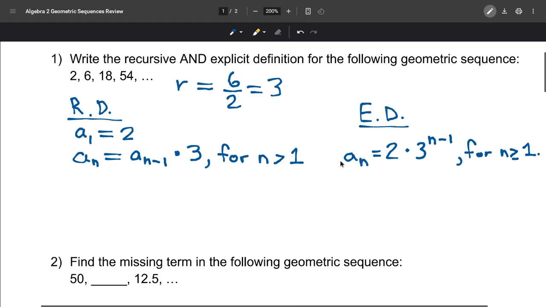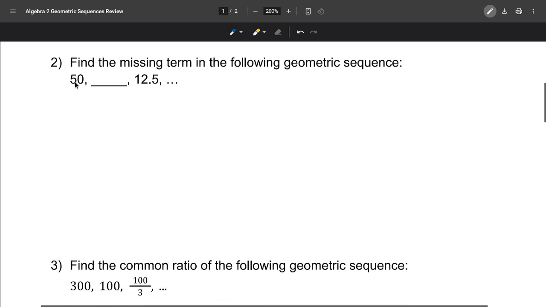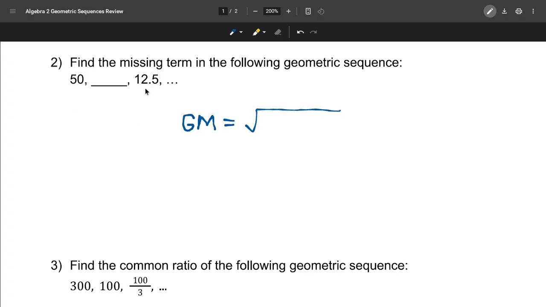All right. Problem 2. We're going to find the missing term in the following geometric sequence. So we've got 50, a missing term, then 12.5. And we can do that via calculating the geometric mean. And we can either put the geometric mean or its opposite. So to find the geometric mean, we're going to take the square root of the product of the two terms surrounding the missing term. So we're going to do 50 times 12.5.